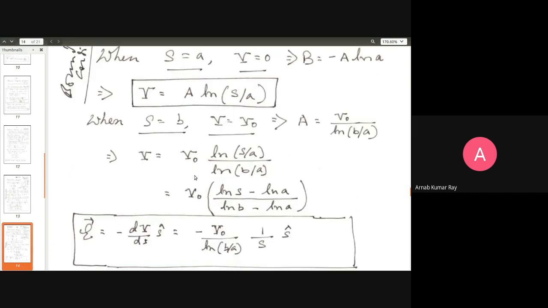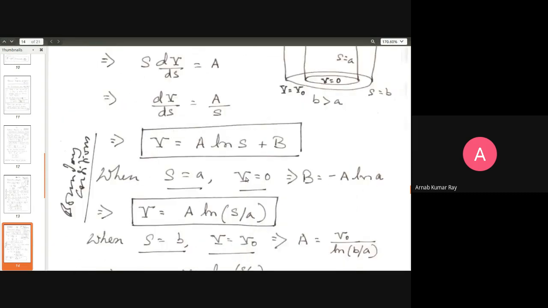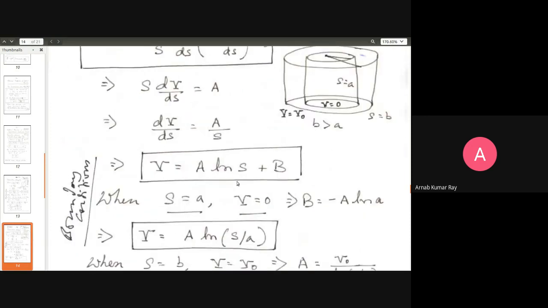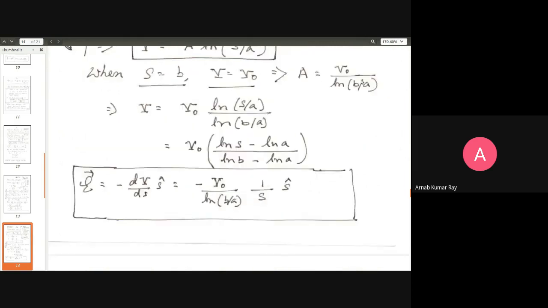And so what is dV ds? Let us see now. dV ds is equal to A by S. And what is A? The value of A we have just found. So we shall just put over here minus V naught by log of B by A into 1 by S, S cap. That is the electric field.